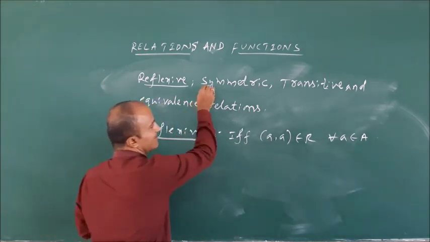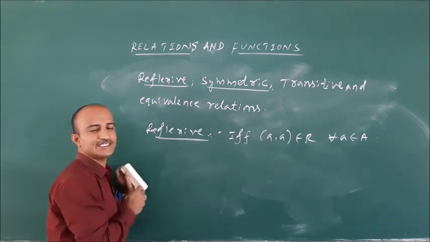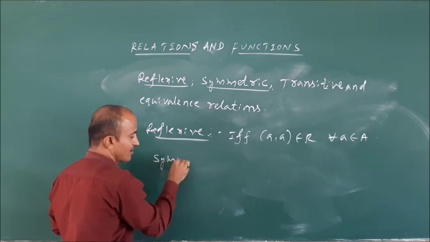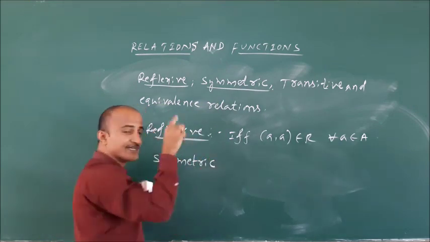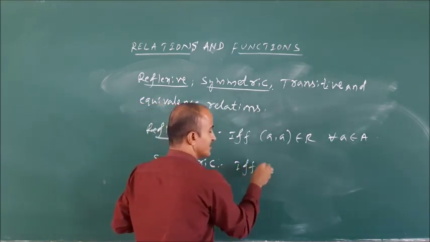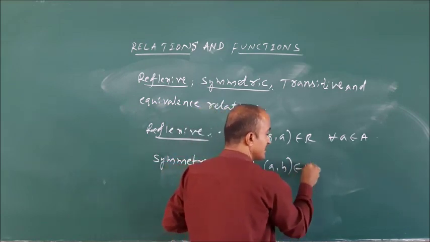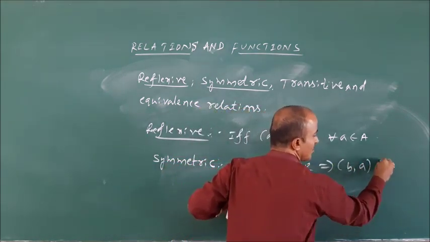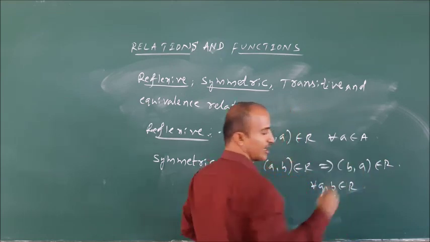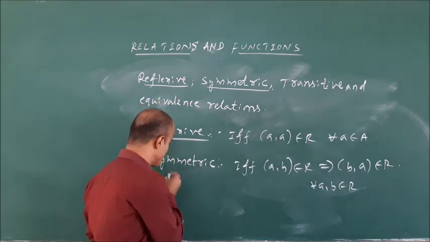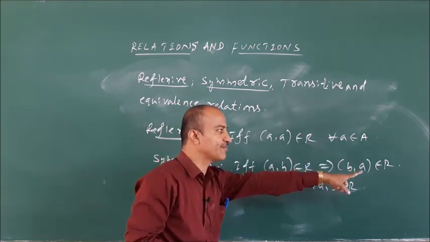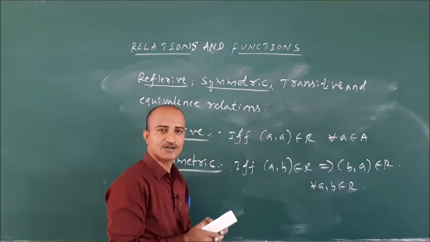Then how do we define a symmetric relation, or when do we say a relation is symmetric? A relation R in a set A is said to be symmetric if (a, b) belongs to R implies (b, a) belongs to R for all (a, b) belongs to R. A relation is said to be a symmetric relation if (a, b) belongs to R implies (b, a) belongs to R.